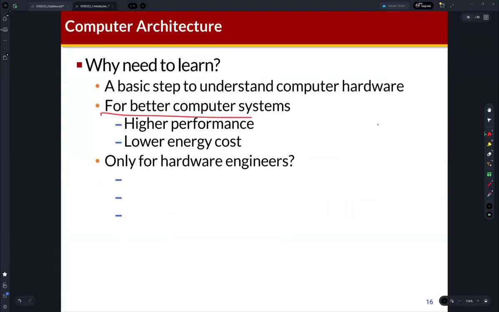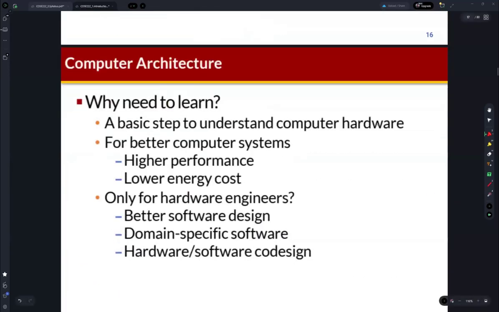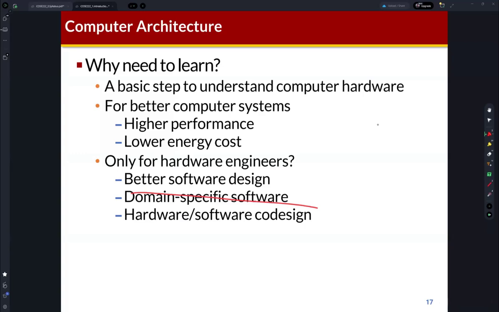In order to make a better computer system, it means the better computer system exhibits higher performance and lower energy cost. So you can understand what a better computer system is: higher performance, and also cost is important, the lower energy cost. Those are two major factors for designing computer hardware, right? But is it only required for hardware engineers? Actually not. In order to make better software design, we need to understand the computer hardware.